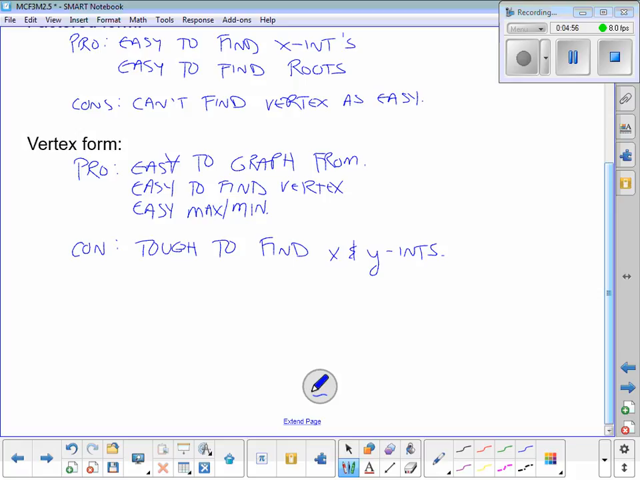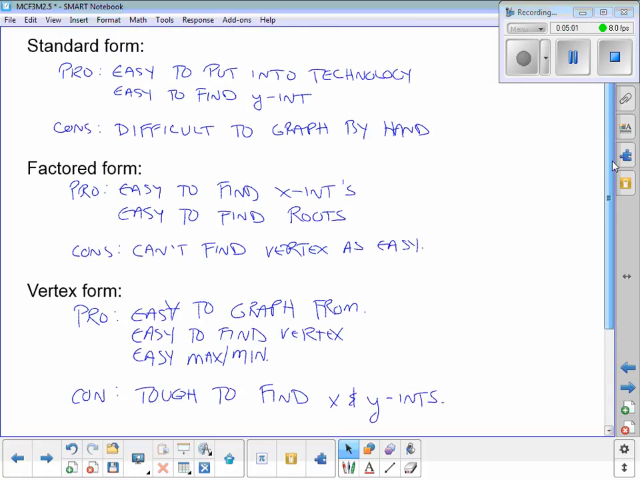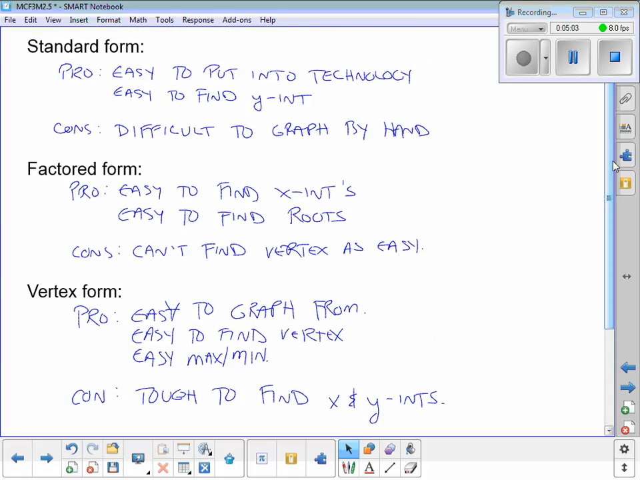So you can see that each form has a specific role, so it depends on the situation. If I want to know the x-intercepts, factored form is where I want to be. If I need the vertex, I have to go to vertex form. If I'm just putting it into software, I don't really care, but standard form's kind of nice because a lot of the software expects you to put it in standard form.